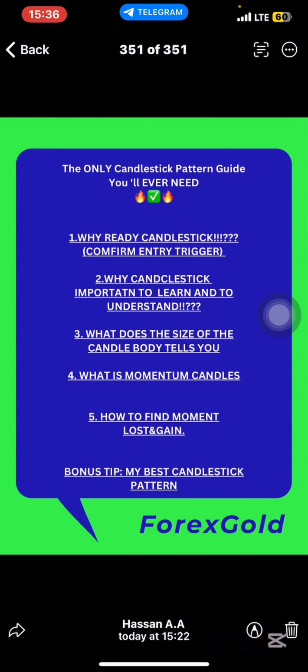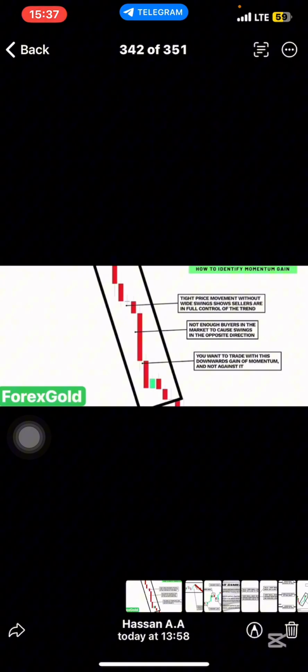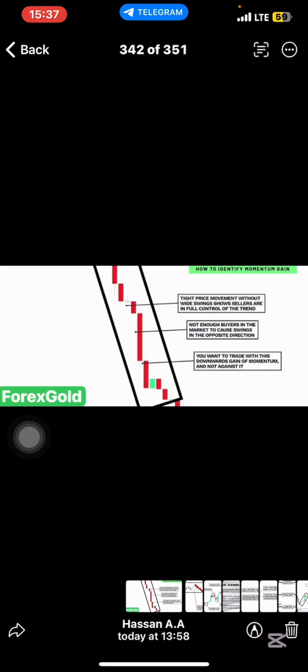So now, after you understand momentum candles, you also need to know how to find momentum loss and momentum gain. You need to understand why you need to find momentum loss. Let me show you some instances here. Like in this market, the price moves without wide swings, which shows sellers are in full control of the trend. There are not enough buyers in the market to cause swings in the opposite direction. You want to trade with the downward gain of momentum and not against it. I just told you, you need to trade with the downward momentum.